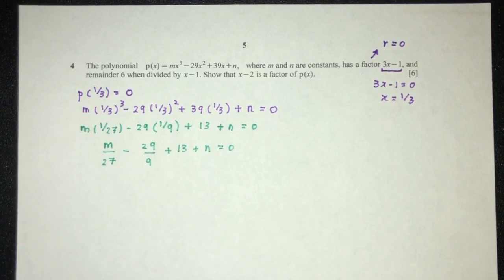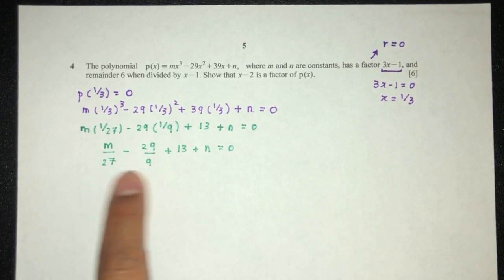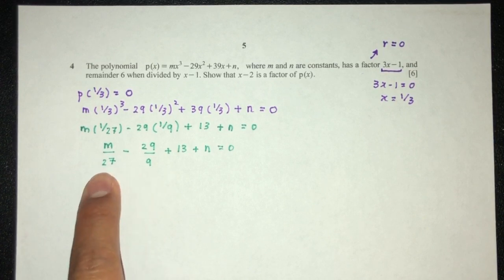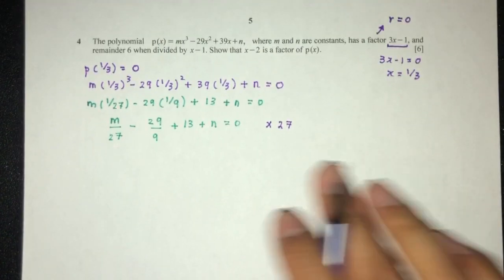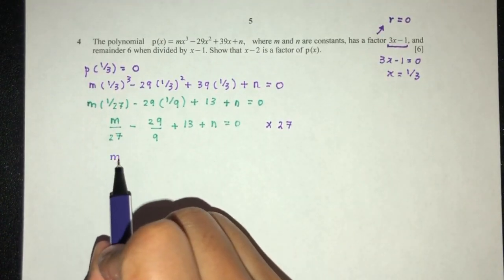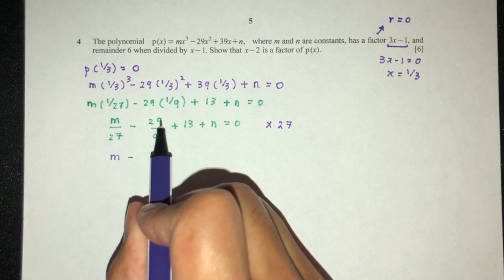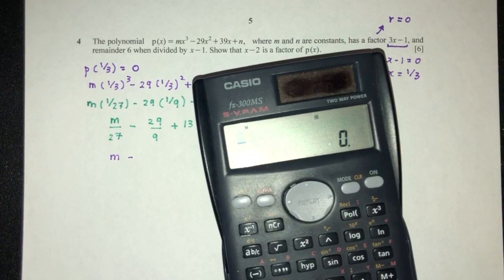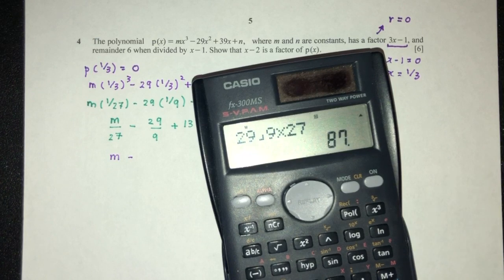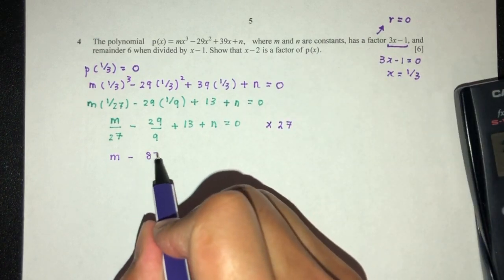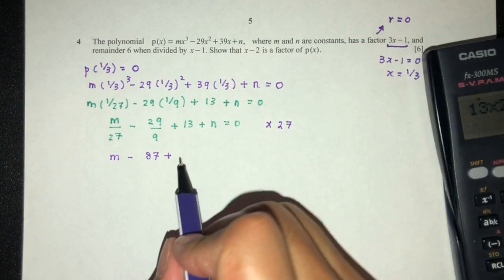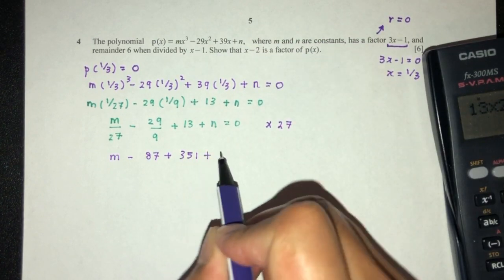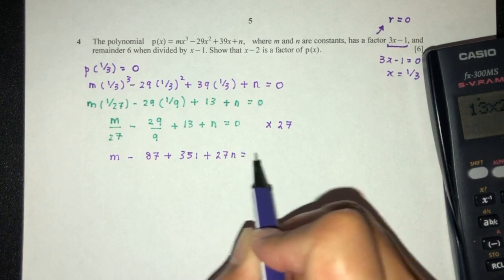Now usually we want to remove these values below here. So how can we do this? We can multiply everyone by 27, right? So we can remove the denominator. So doing this, that will become m. That will become 29 over this times 27. Let's see. That will be 87, so minus 87. Plus 13 times 27, that will be 351. And plus 27n, that will be 0.